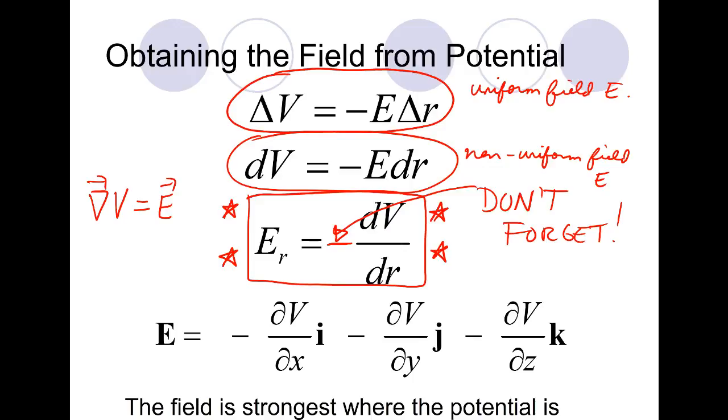It says that the electric field is strongest where the potential is changing most rapidly. And how do we know that? Because we have this expression right here that says that E is equal to negative dV/dr. So the quicker the potential is changing, the greater the field is. Another way to think about this is that the more bunched together the field lines are, or the potentials are rather, the stronger the field is.